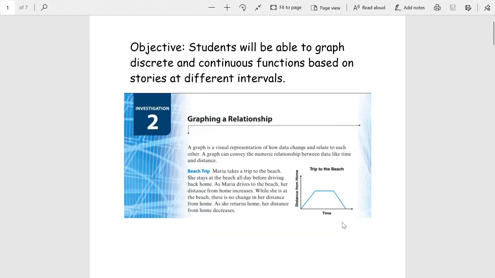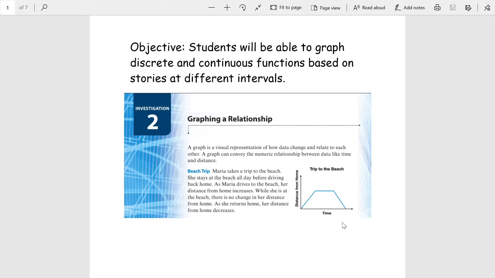Algebra 1, Investigation 2. In this investigation, we are looking at graphing, just in general, and especially being able to graph a relationship. We're going to be looking at both discrete and continuous functions based on different stories and situations. So let's just get right into it.